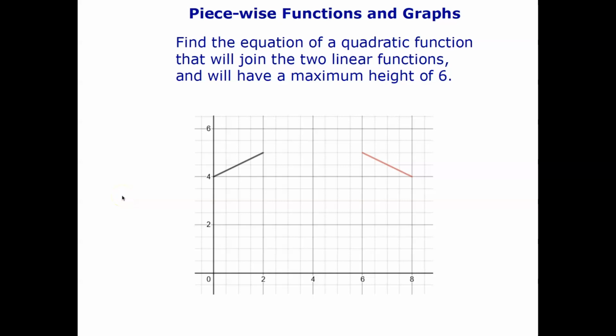Hello students. I'm going to show you a process that you might need to use for your assignment. So what I have here is two straight line functions. One's just here and one just there. And what I'd like to do is to create a third function that connects those two graphs together at their endpoints and reaches a maximum height of 6. So in other words, I'd like to find the equation of a function that looks something like that. So let's go ahead and do it.